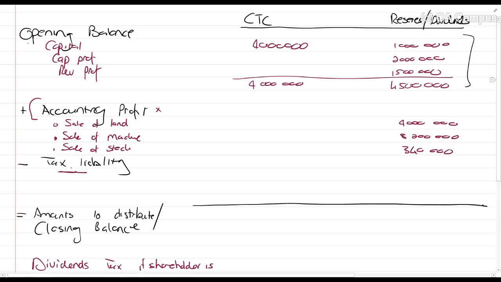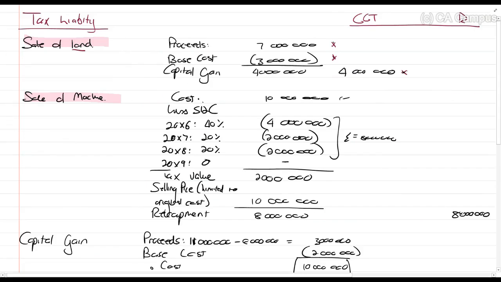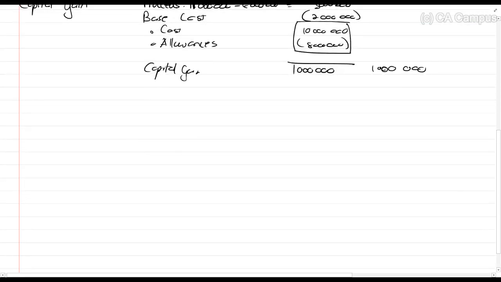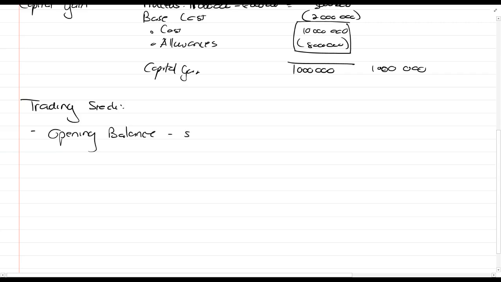Now we look at our tax liability. So sale of land, sale of machine, everything is exactly the same as it's been. Now we have our trading stock. So guys, what do we do with trading stock? The first thing is, for trading stock we have an opening balance, section 22.2, lower of cost or market value, it's that 400,000 rands cost that we claim. And then we have a selling price of 740,000.